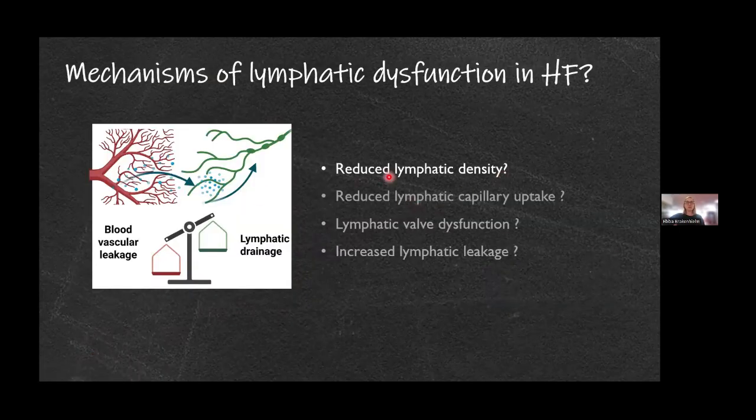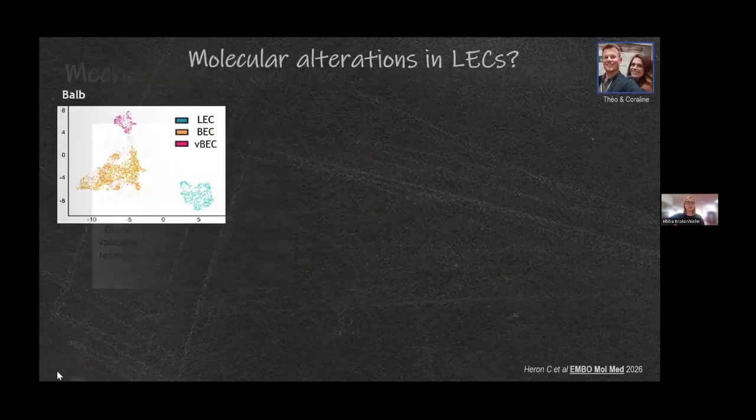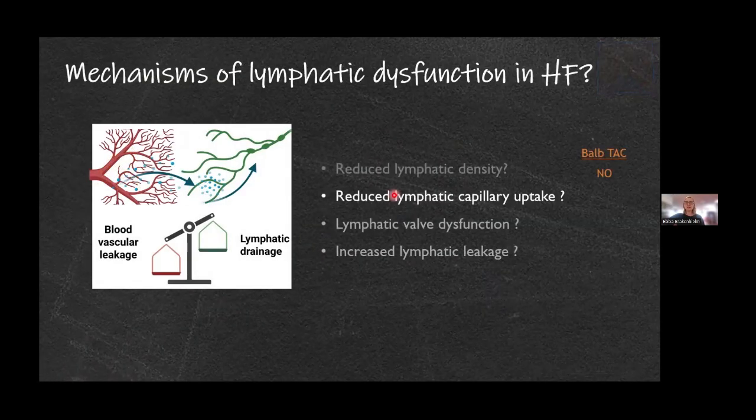So if we look at mechanisms of lymphatic dysfunction, it's pretty obvious that, at least in the post-TAC setting, it is not a reduction of lymphatic density that explains it. So what about the capillary uptake capacity?